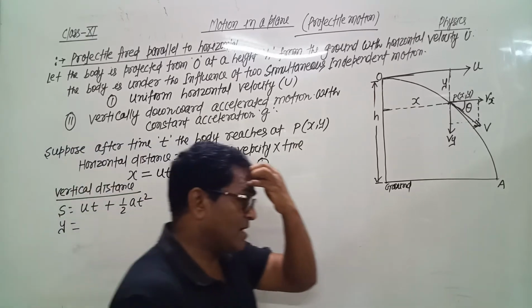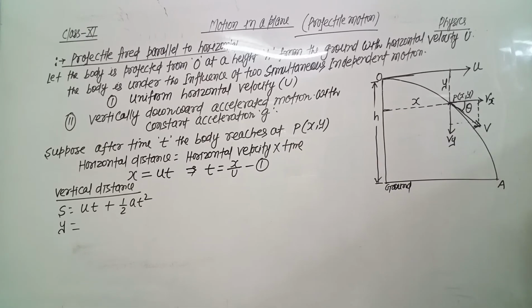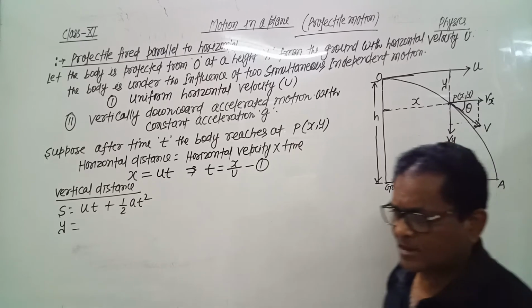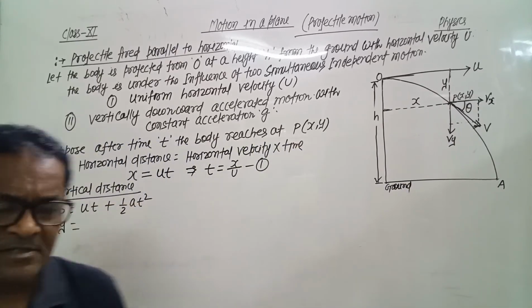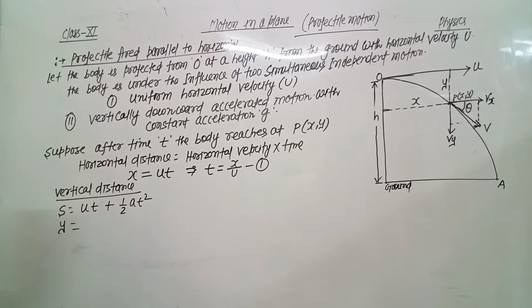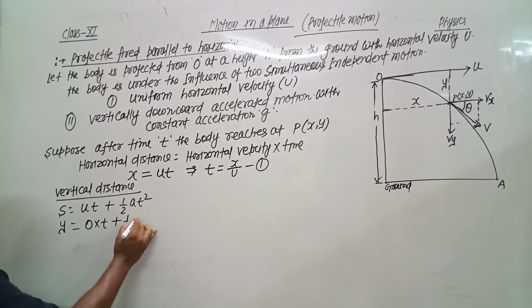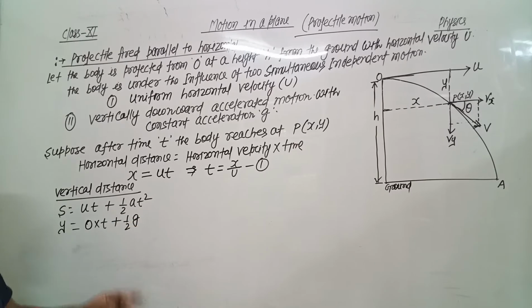We are considering the vertical motion. So in vertical direction the velocity is 0 because the body is projected in horizontal direction, not in vertical direction. It means the vertical velocity u is 0. So 0 into t plus half. In place of a, we use g, acceleration due to gravity, and this is the downward motion. So in downward motion g is taken positive, and time taken is t, so t square.